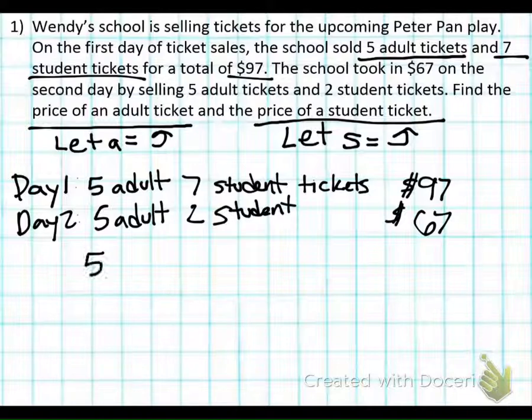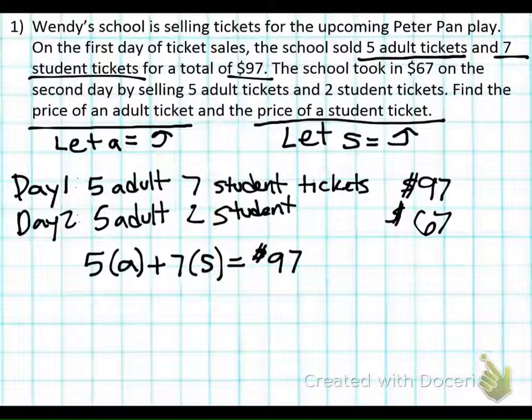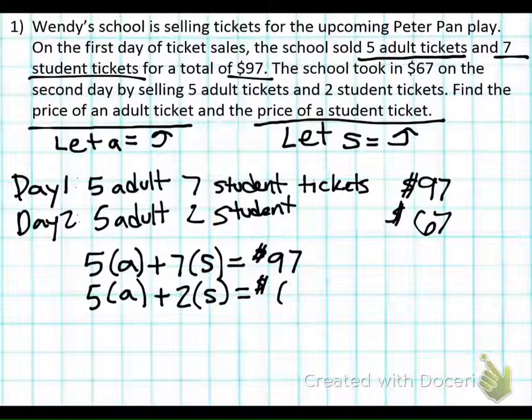So I'm going to take 5 times the price of an adult ticket, which again is just A. So 5 times the price of an adult ticket, plus 7 times the price of a student ticket, which is S, will give me my total money for those sales, so that's $97. Okay, for the second equation I follow the same idea, so I have 5 times the price of an adult ticket plus 2 times the price of a student ticket gives me the total for that day, which is $67. At this point, it's just a problem like yesterday's lesson, right?